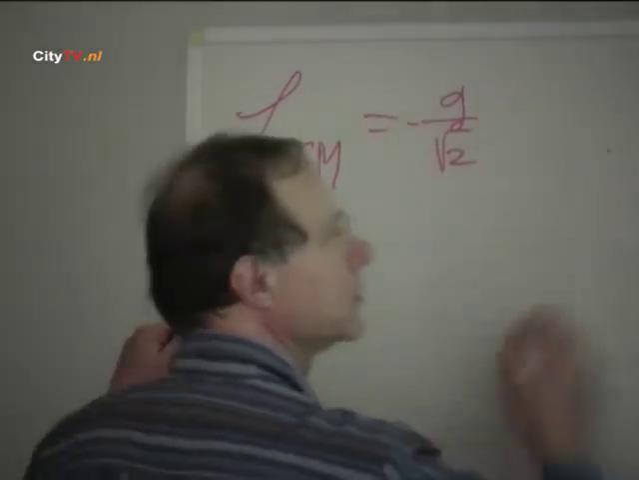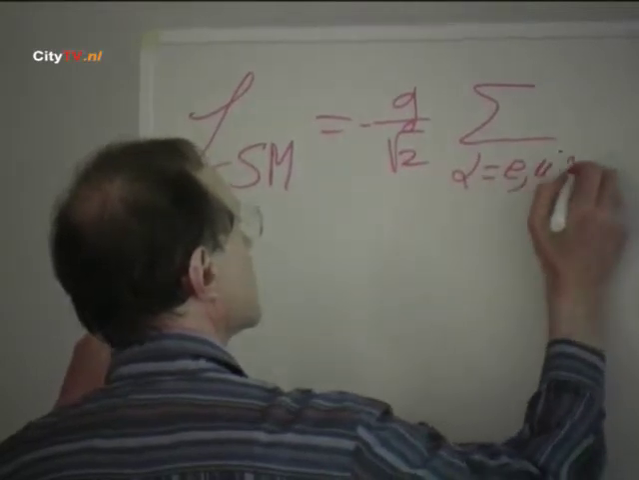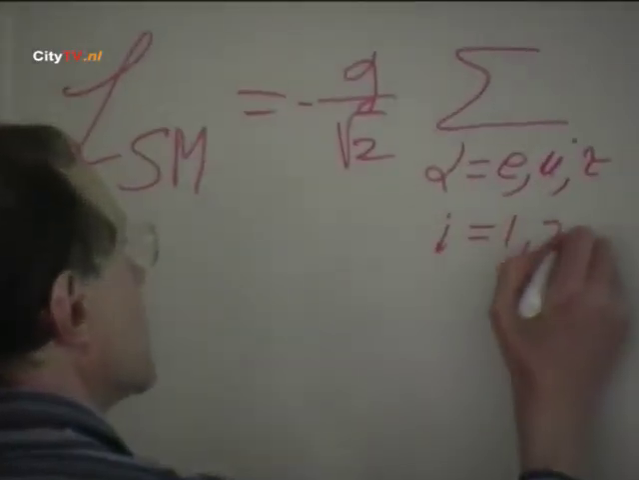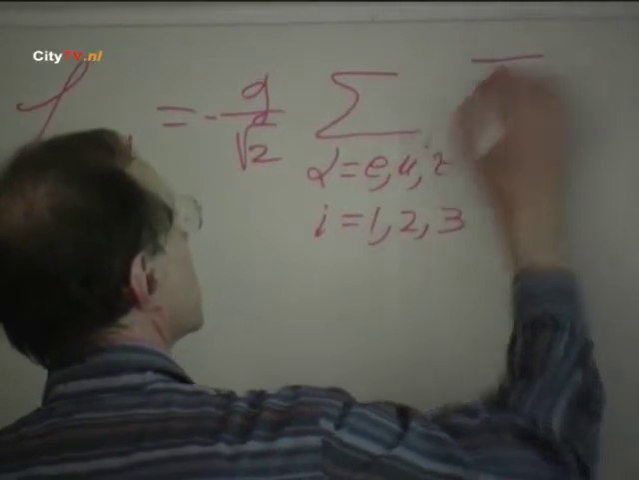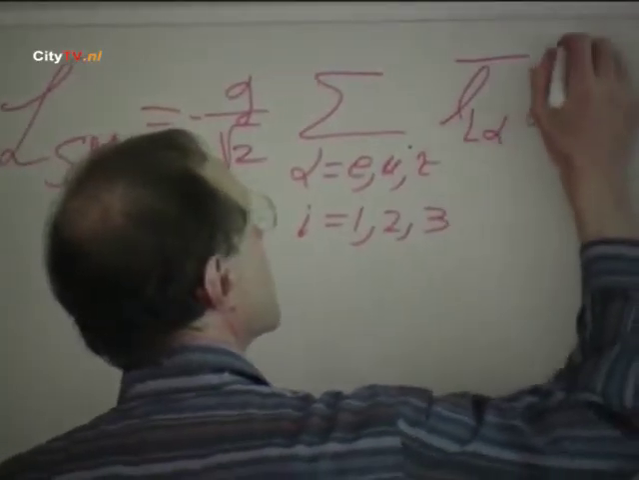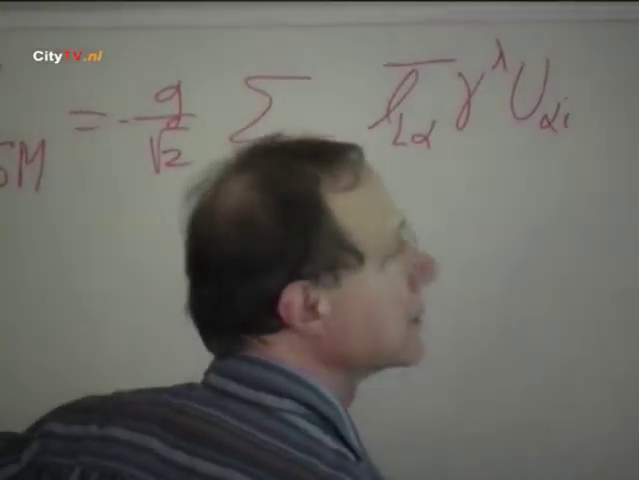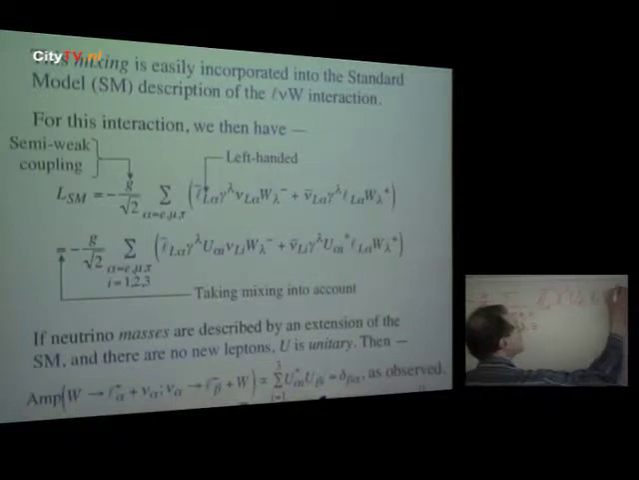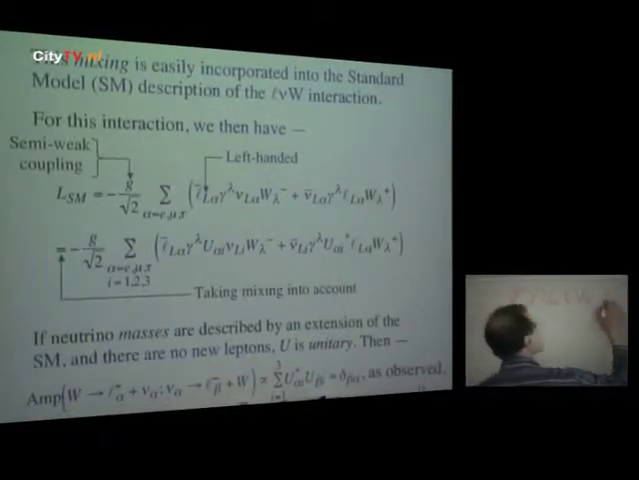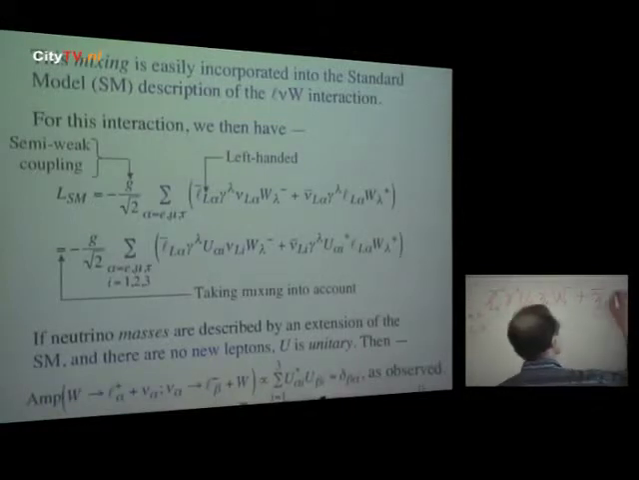minus g over the square root of 2 times the sum over all the flavors and all the mass eigenstate neutrinos, L alpha bar gamma lambda U alpha i nu i W lambda minus, plus the second term, which is of course just the Hermitian conjugate of the first, but it is useful sometimes to have that written out explicitly.